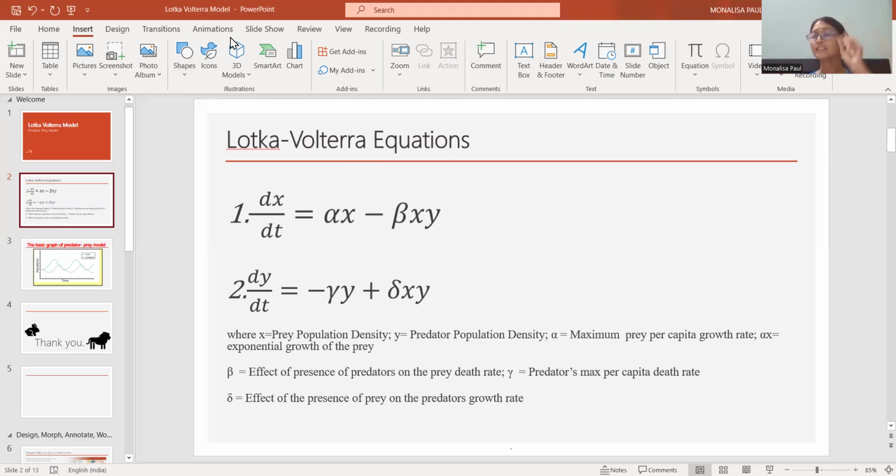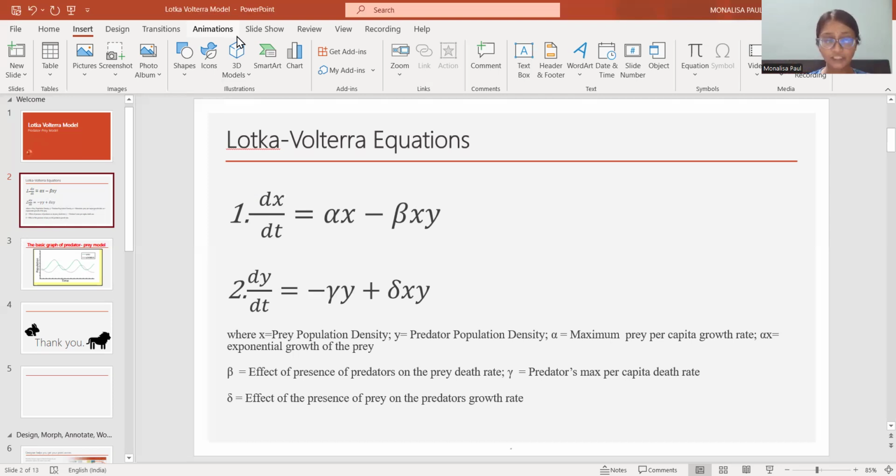Now coming to the second equation. If there is a predator, there has to be a prey, as we have already talked about. So it is dy by dt, the instantaneous growth rate of the predator, equals minus gamma y plus delta xy. XY remains the same. It is the interaction between the predator and prey. There has to be some interaction.